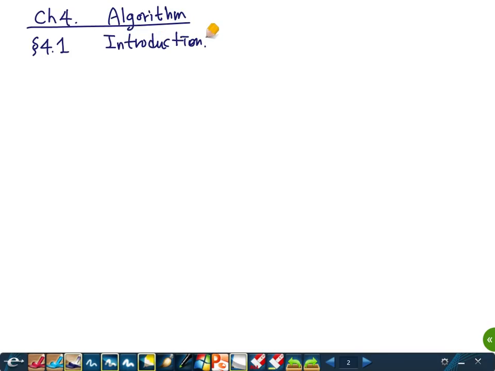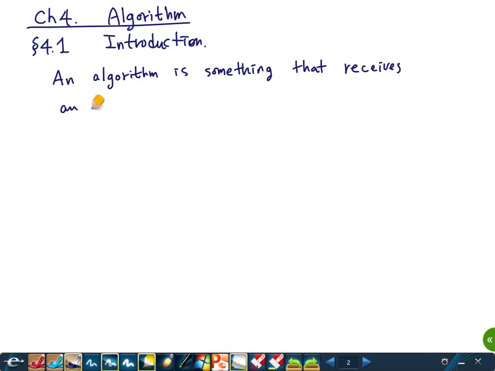What is an algorithm? An algorithm, a very general definition, is something that receives an input and does something with it, and finally returns an output.